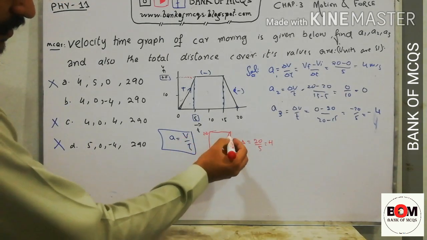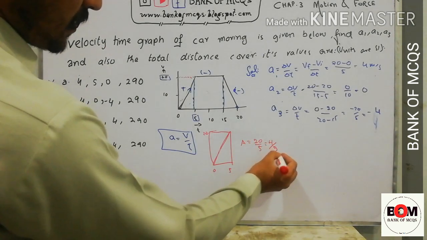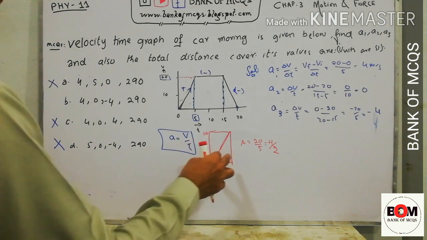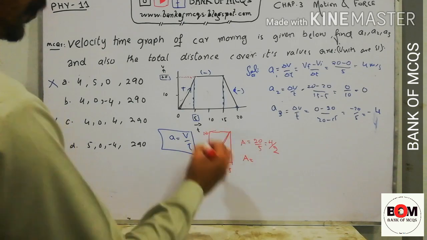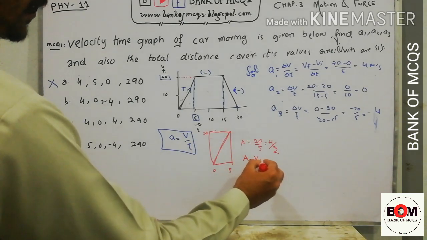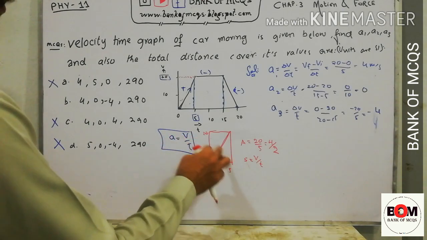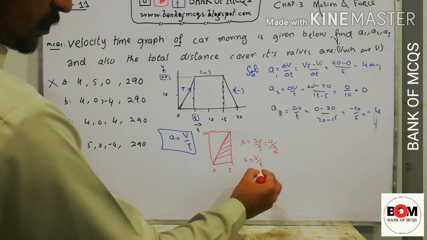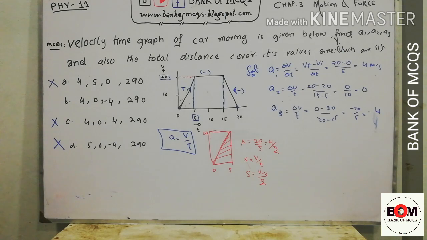But if we find only this triangle, it is half of this, so we will multiply it by one half. So the area for the whole thing, or total distance s, is equal to v multiplied by t. And for the half triangle we will write s is equal to half of v multiplied by t. Sorry, I made a mistake.